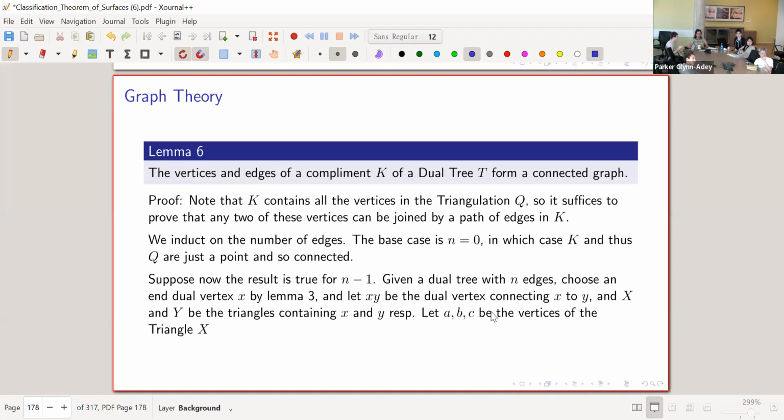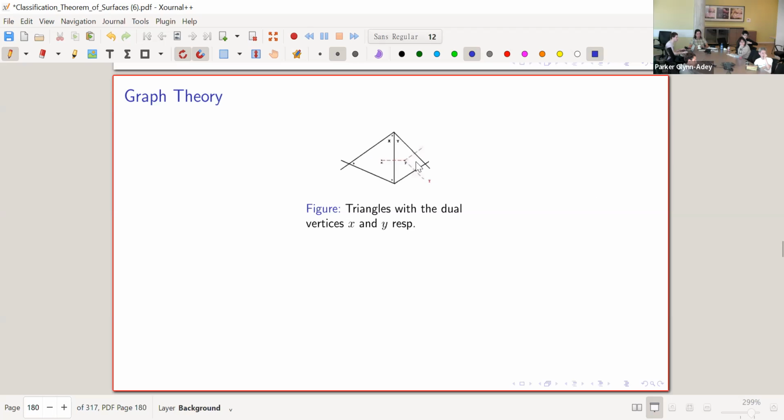So let's give ourselves a dual tree with n edges and choose an end dual vertex x by lemma 3, because it's a tree and every tree has an end vertex. And then we'll let xy be the dual edge connecting x to y. And then X and Y be the triangles containing x and y respectively. And then we'll let A, B, C be the vertices of the triangle X. I know that's a lot, but let's look at a picture because that will probably make it more clear. So here's what I'm saying. We're taking this vertex x in the dual tree, and it'll be in some triangle, and we're connecting it to this vertex y.